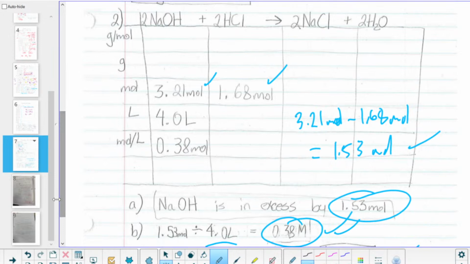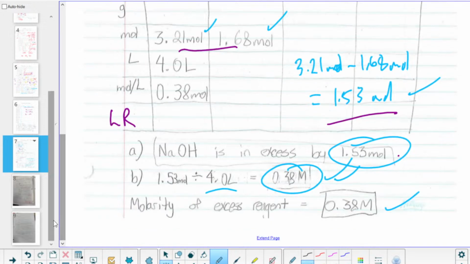Question 2, another stoichiometry problem. Again, I gave you a 1-to-1 ratio, so you didn't have to do anything. Now, if these were in a different ratio, it probably would have been useful to set up a limiting reagent row and figure out which one was limiting reagent. But given they're in the same ratio, you can just compare them directly, minus them, and get the amount of excess reagent, which is NaOH, because you have too much of it. So NaOH is in excess by 1.53. If you have 4 liters at the end, then you can calculate its concentration by moles divided by liters, and you get 0.38 moles per liter. And I think that's the last one.